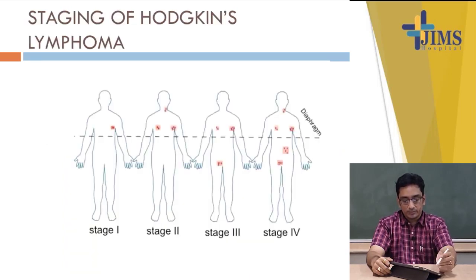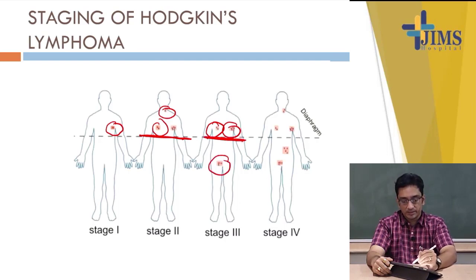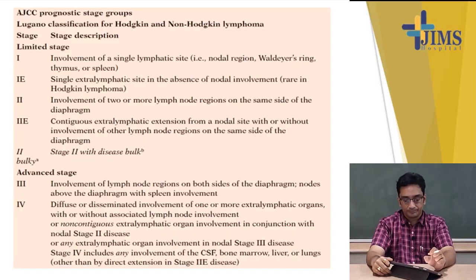Staging of Hodgkin's lymphoma: stage 1, one group of lymph nodes; stage 2, two or more on one side of the diaphragm; stage 3, two or more on different sides or on both sides of the diaphragm; and stage 4, more than stage 2 and 3 with extranodal involvement, with involvement of other organ systems than the lymph node.